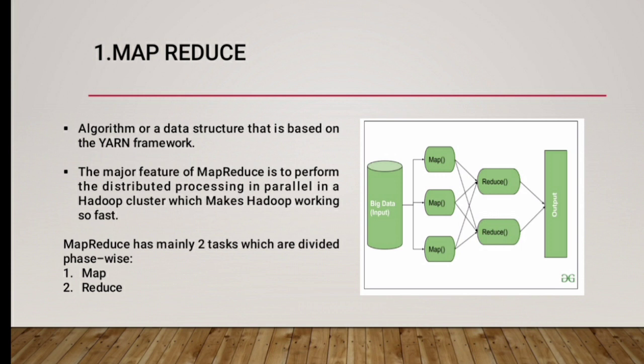MapReduce has two main tasks which are divided phase-wise. In the first phase, map is utilized and in the next phase, reduce is utilized. Here we can see that the input is provided to the map function, then its output is used as an input to the reduce function, and after that we receive our final output. Let's understand what this map and reduce does.